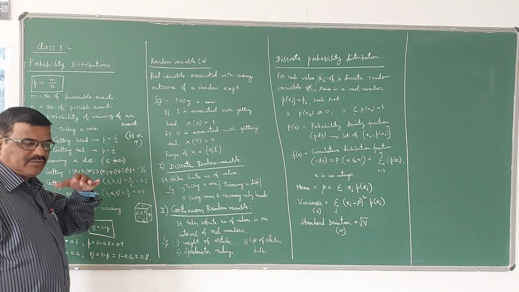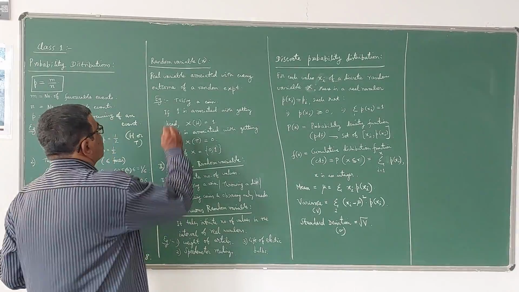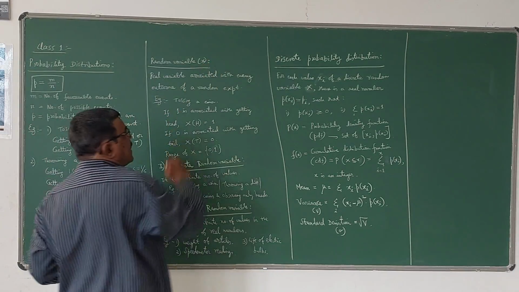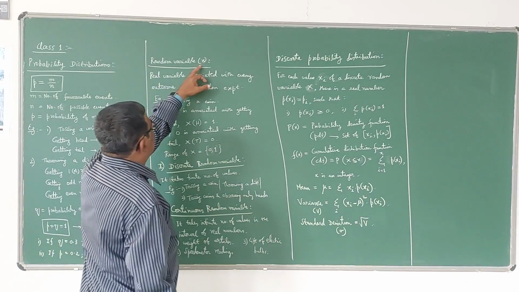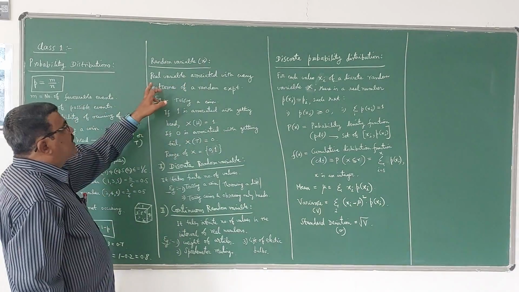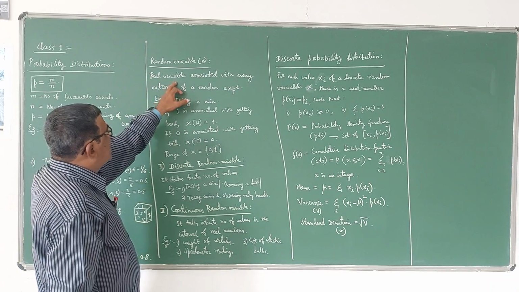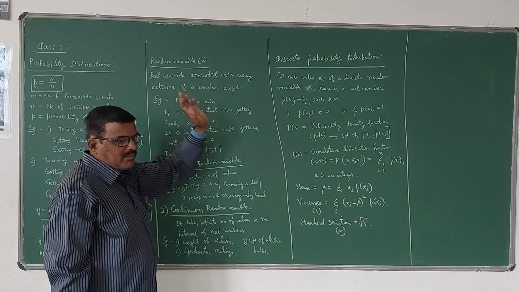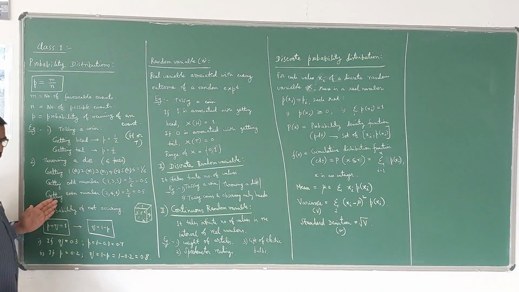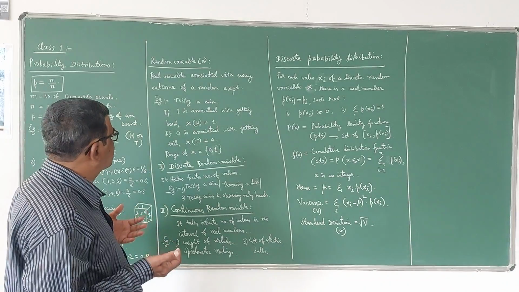Now, in association with probability, you have to define one important term called random variable, which is denoted by capital X. A random variable can be defined like this: it is a real variable associated with every outcome of a random experiment. Tossing of a coin and throwing a die are all random experiments.